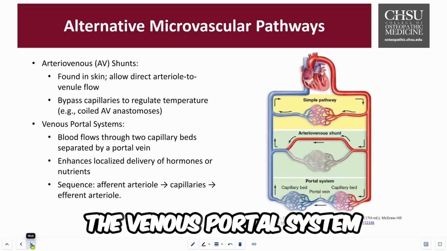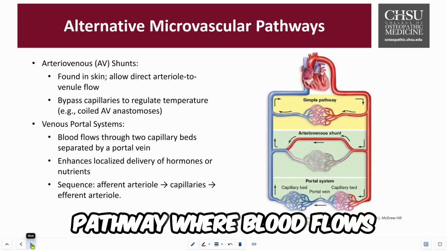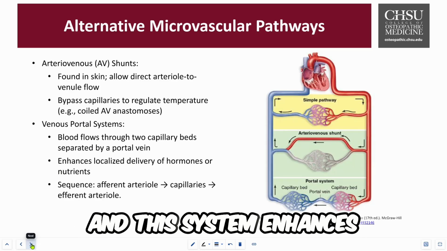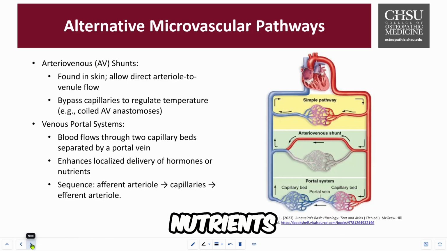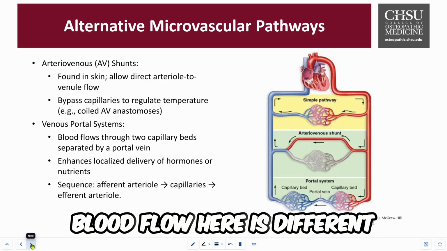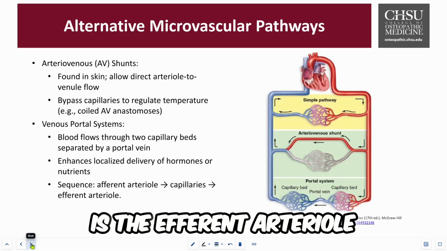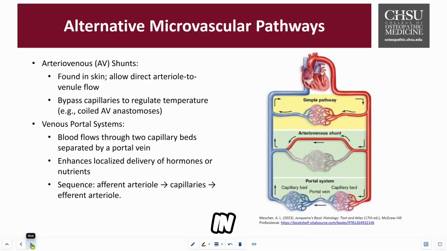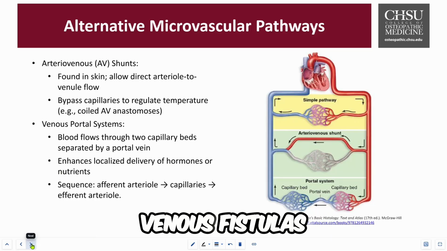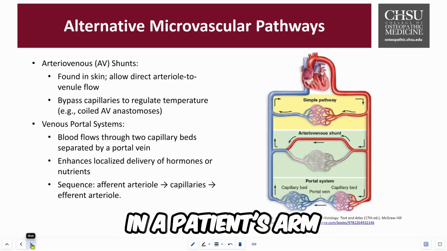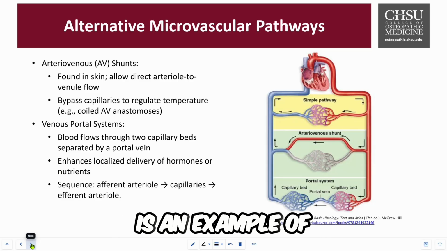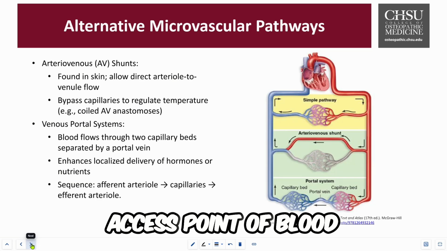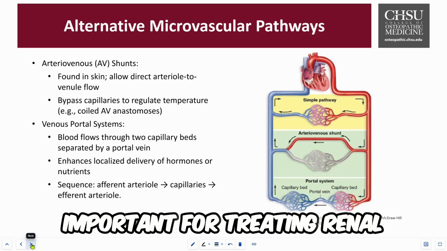Another one would be the venous portal system. This is a unique pathway where blood flows through 2 capillary beds separated by a portal vein. This system enhances localized delivery of hormones and nutrients, and the sequence of blood flow here is different: the efferent arteriole to the capillaries, then to the efferent arteriole. There can also be arteriovenous fistulas, which are created surgically in a patient's arm for dialysis. This is an example of an arteriovenous shunt that provides a high-flow access point of blood, which can be very important for treating renal failure.